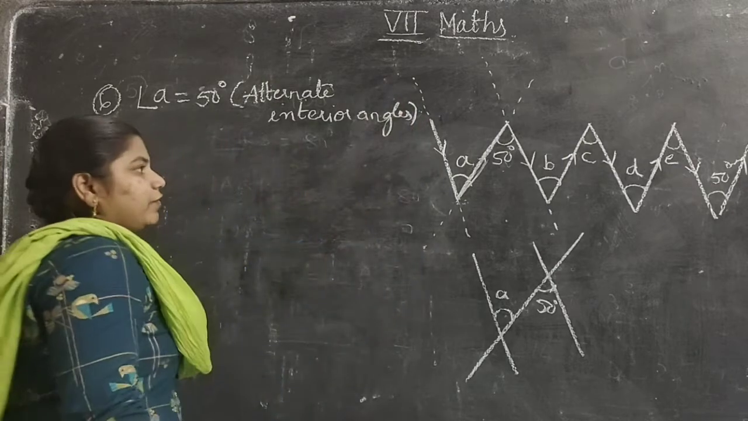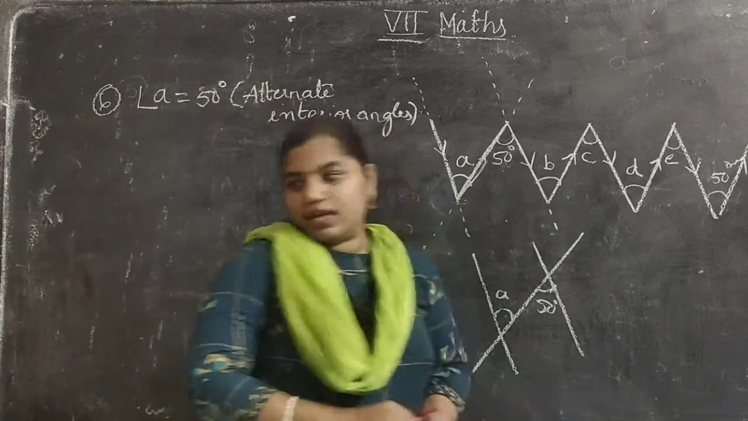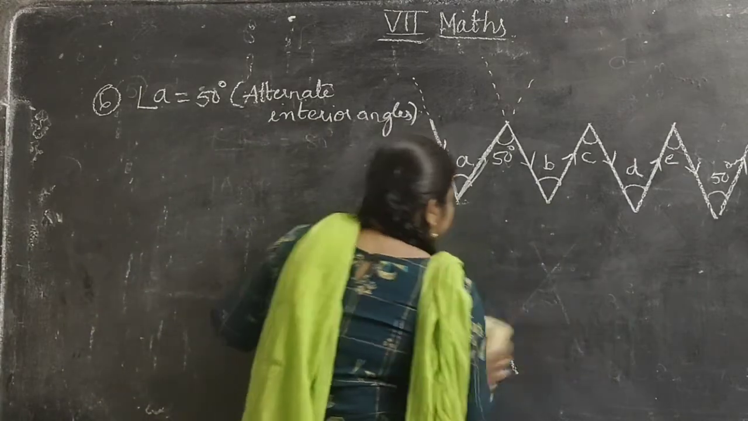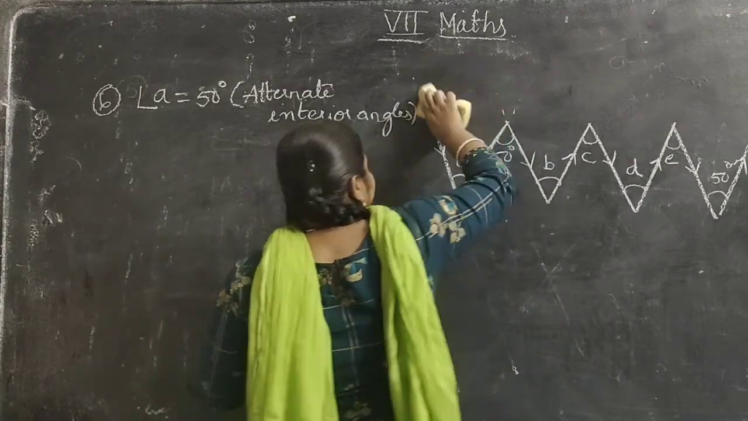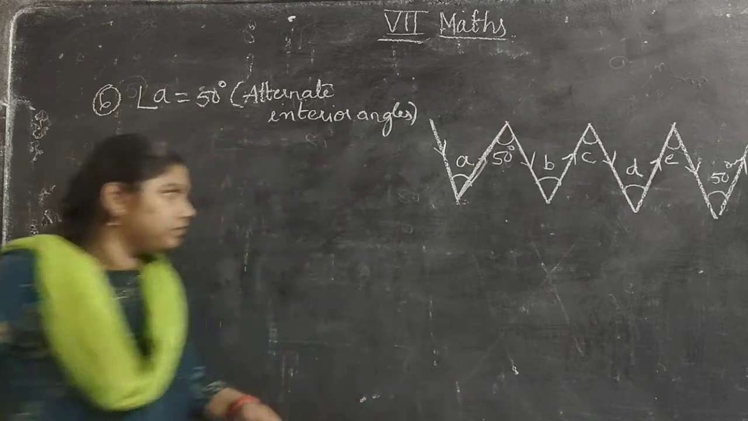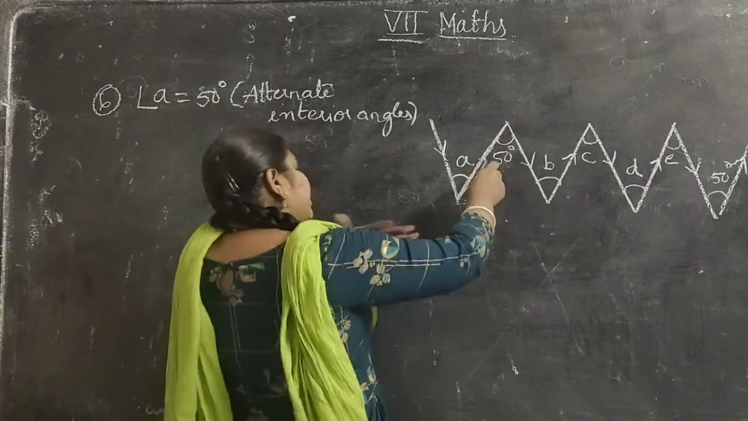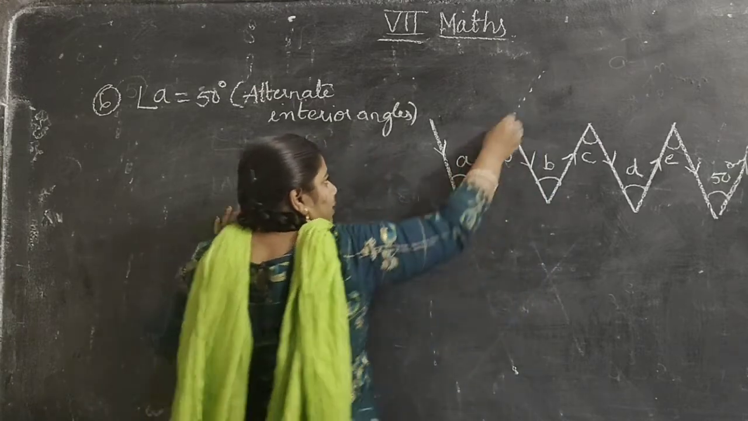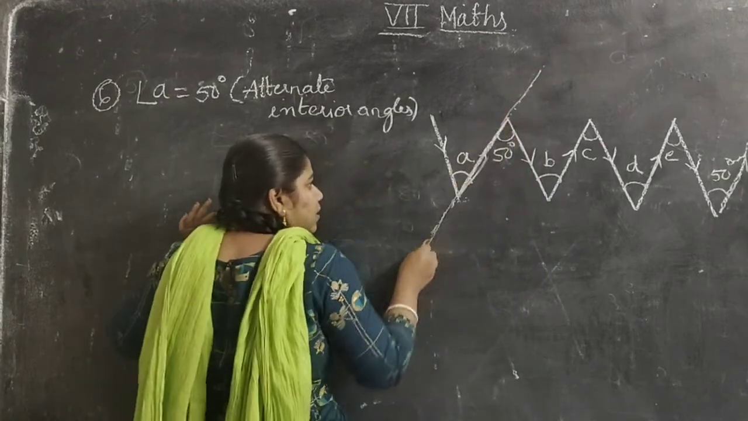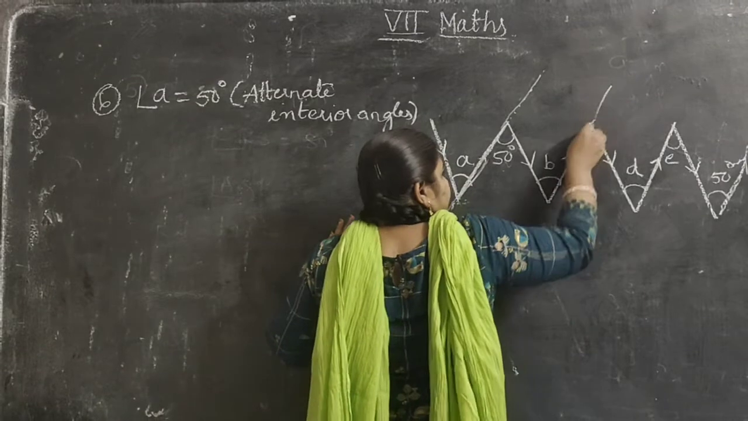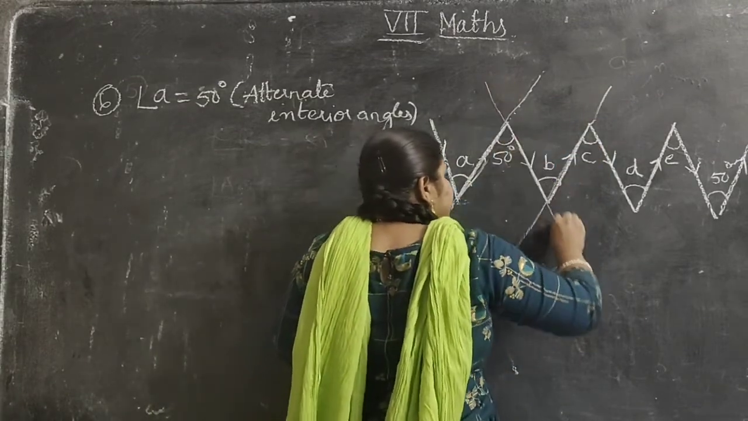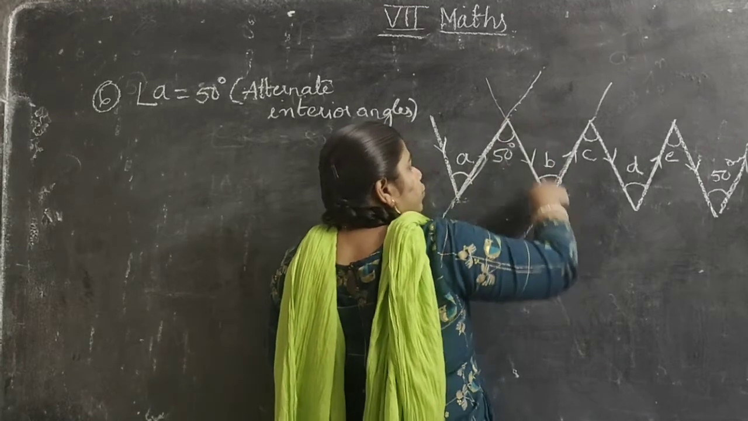Now, which angle do we have to find? We have to find angle B now. So I am extending this line and this line. And what is this called? This is called a transversal because it is intersecting at two different points.